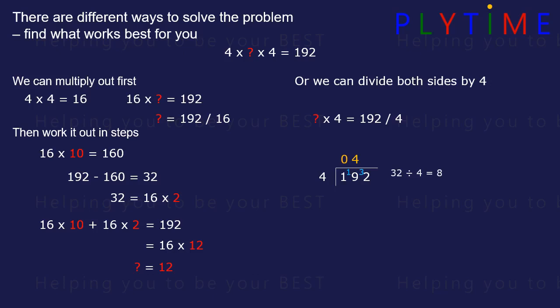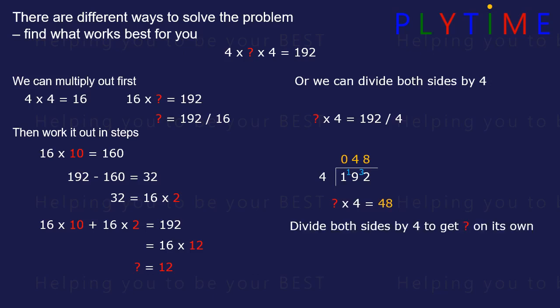Now we have 32 divided by 4. 32 divided by 4 equals 8. So the question mark times 4 equals 48. Now we have to divide both sides by 4 again to get the question mark on its own. Remember, we do the same to both sides. So the question mark equals 48 divided by 4, which equals 12. So the question mark equals 12. Whichever way works best for you.